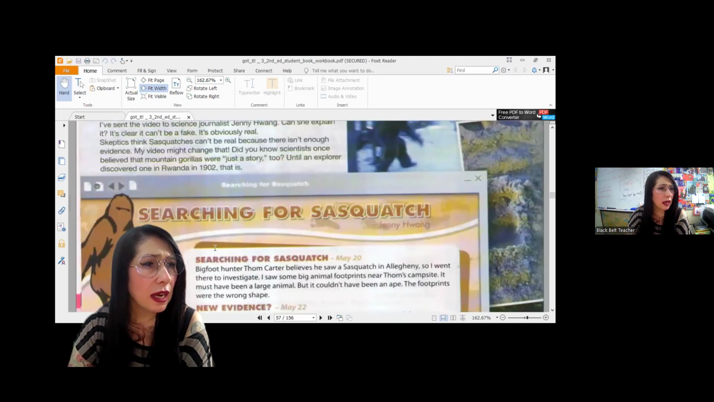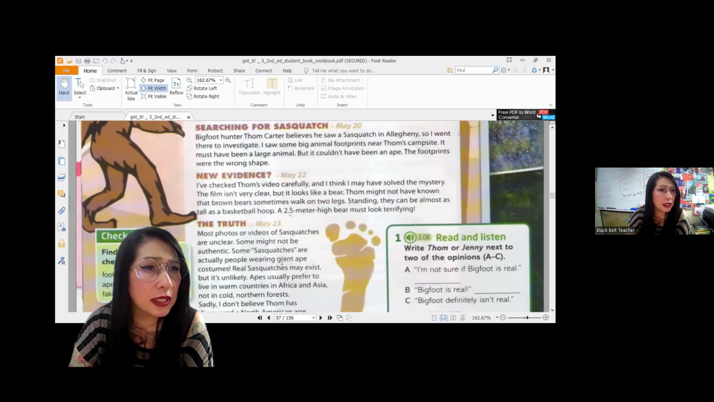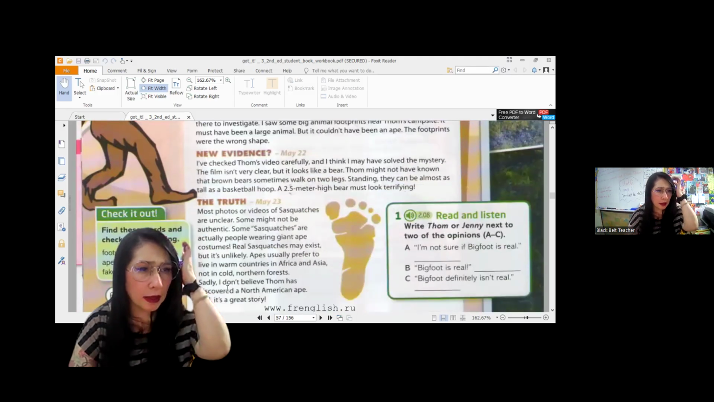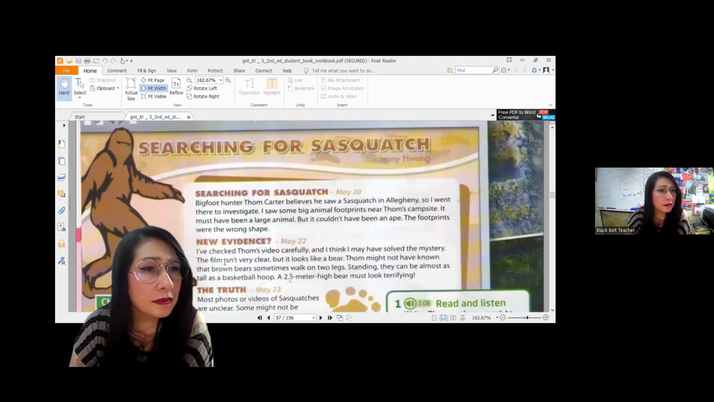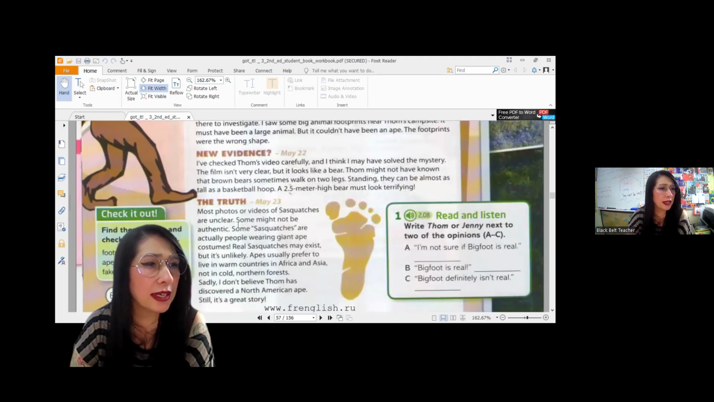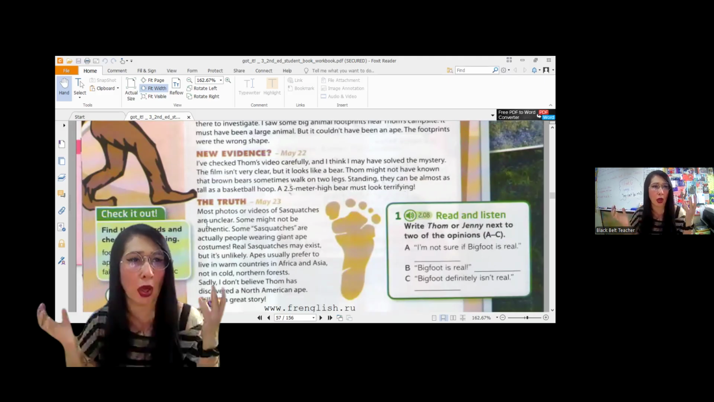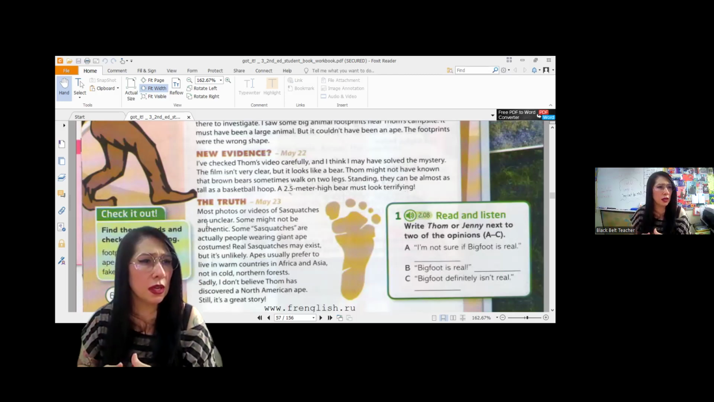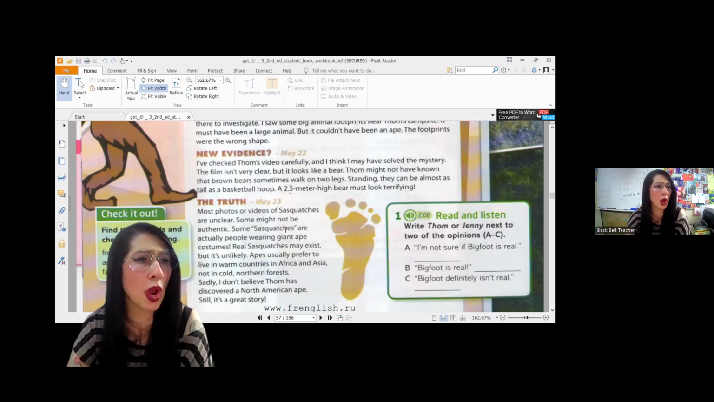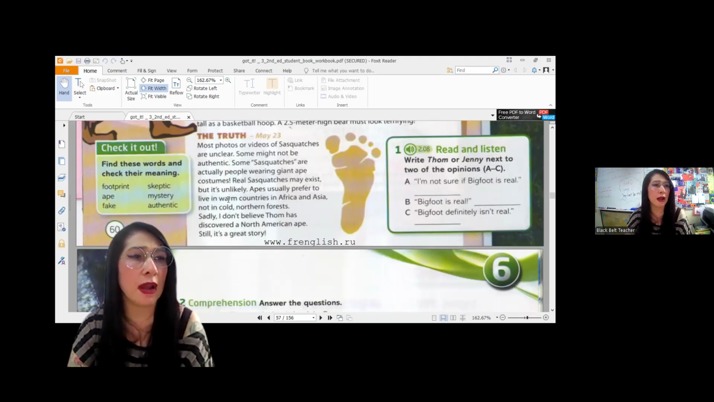Ape, I think it's down here, if I'm not mistaken, at the end. Ginny Wong wrote something about giant ape, right at the end of the text. So under the truth block, most photos or videos of Sasquatches are unclear. Some might not be authentic. Some Sasquatches are actually people wearing giant ape costumes.